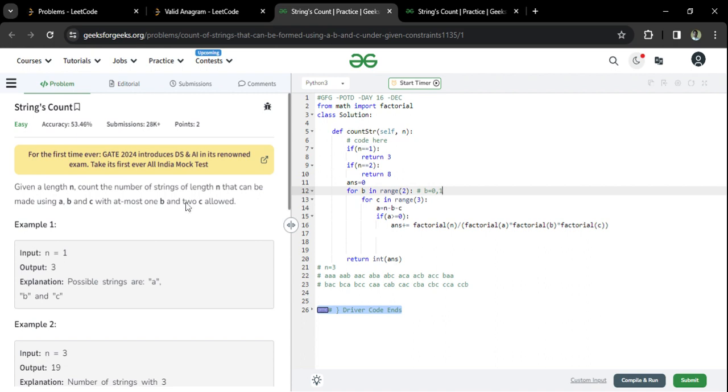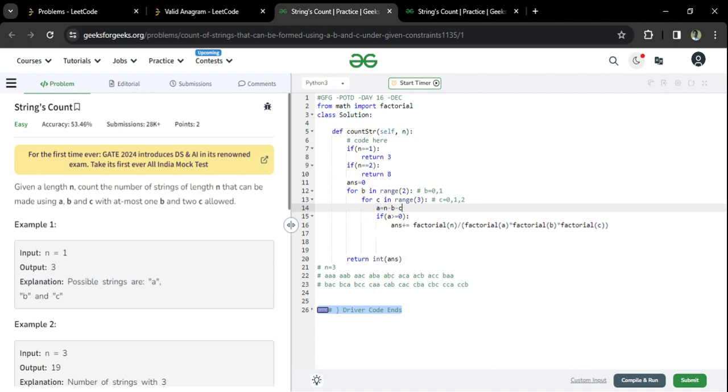Similarly, c can be there 0 times, 1 time, or 2 times. That's why I've given the range as 3. So in this case, c can be 0 or 1 or 2. These are the three cases for c, and for b, there are two cases. After doing all this, the remaining can be a, right? The remaining letters can all be a.